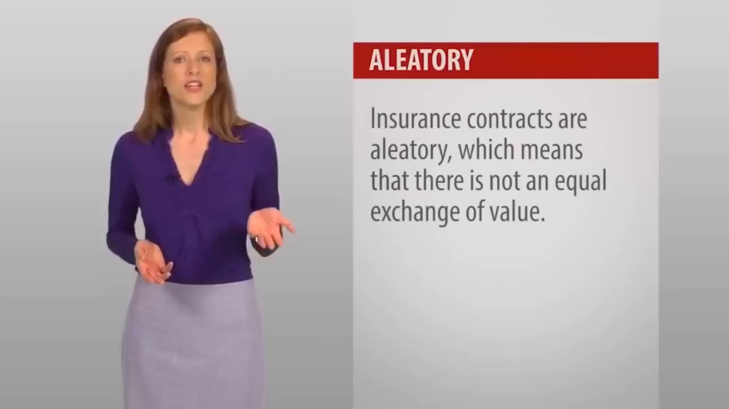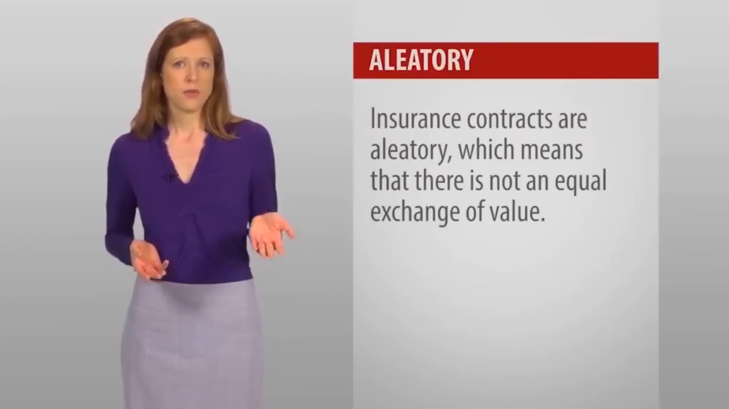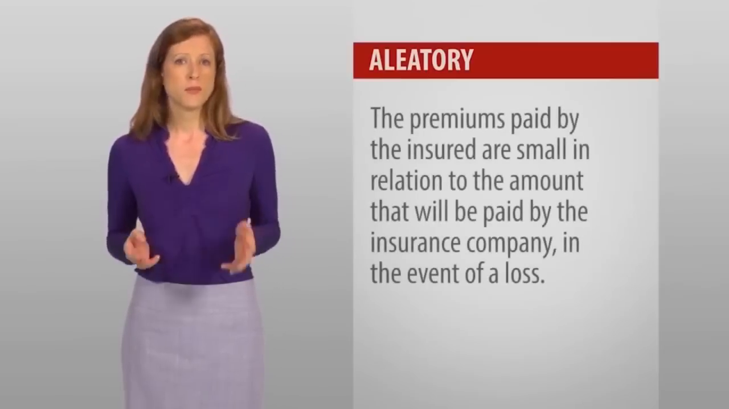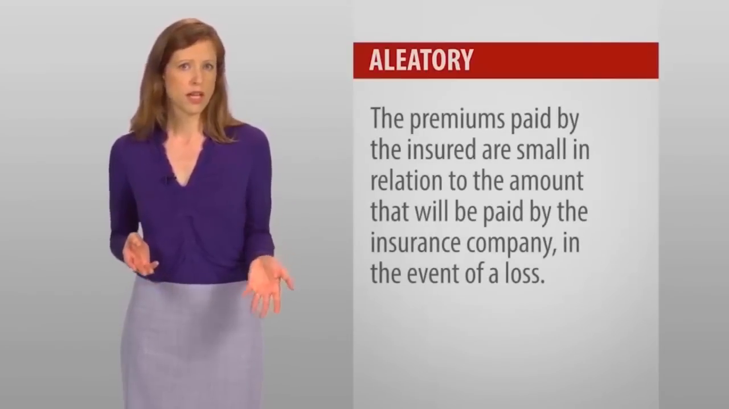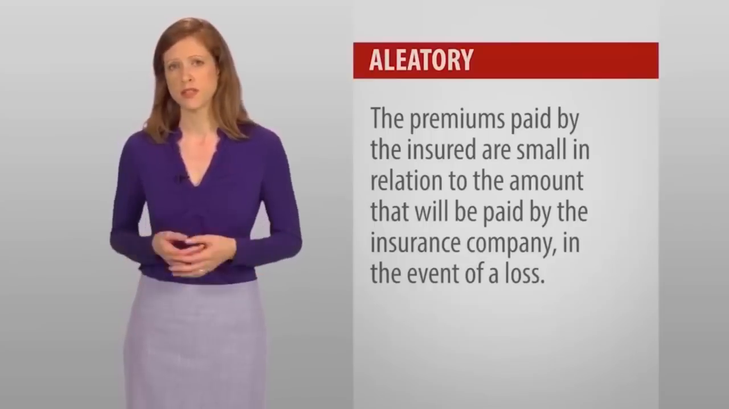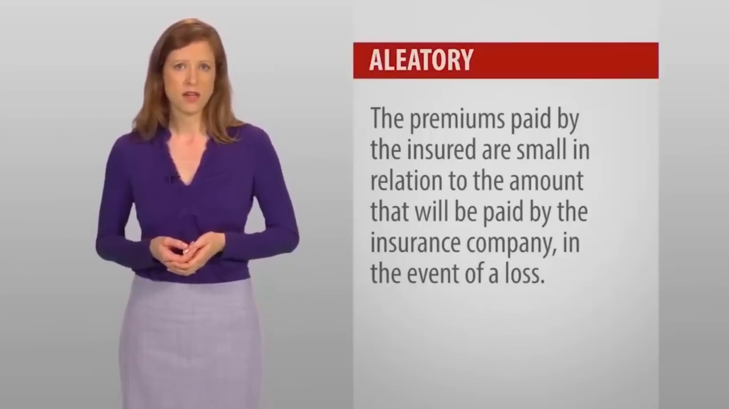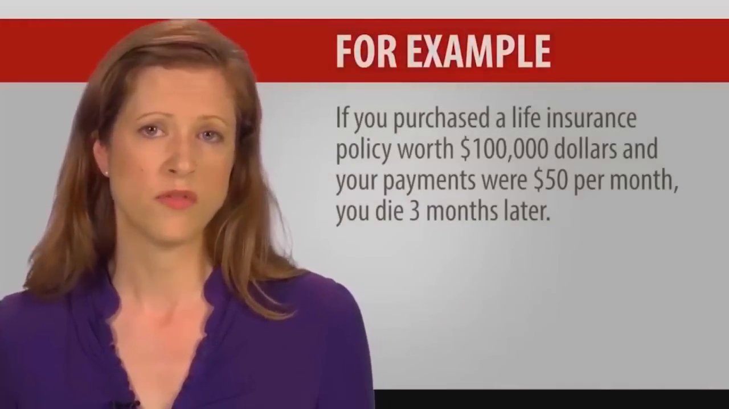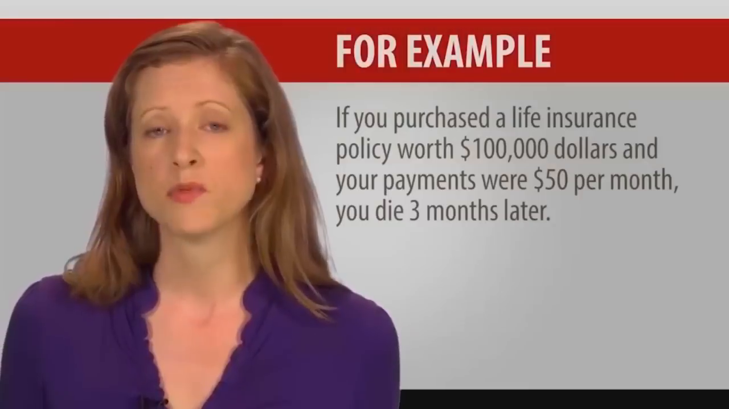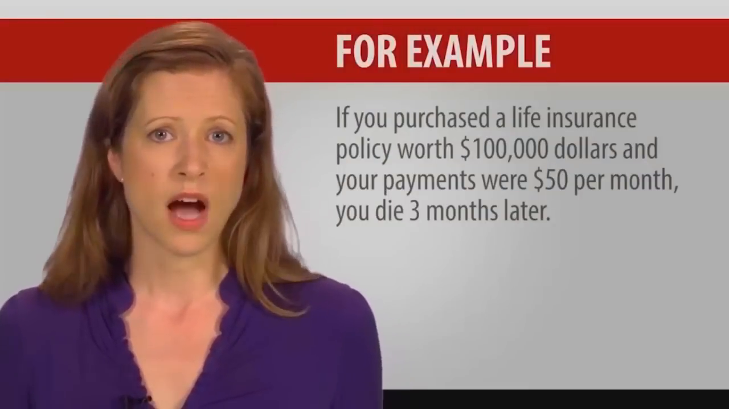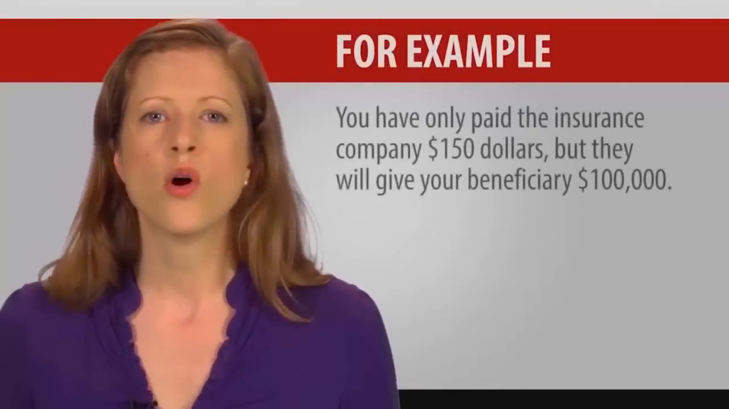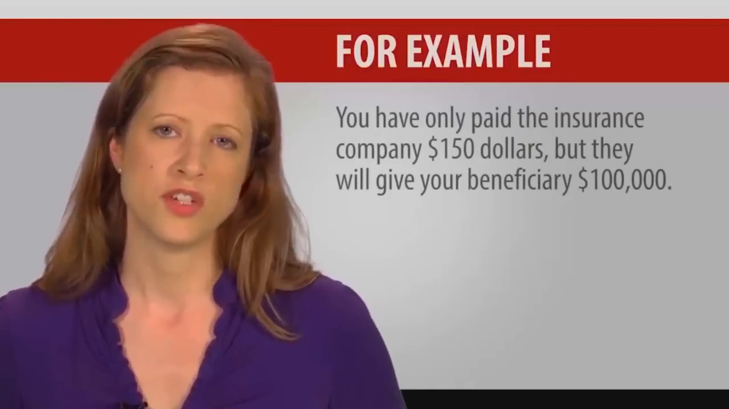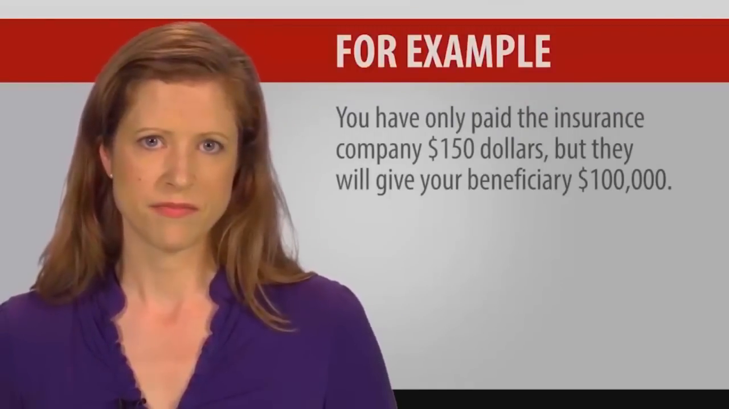Aleatory. Insurance contracts are aleatory, which means that there is not an equal exchange of value. The premiums paid by the insured are small in relation to the amount that will be paid by the insurance company in the event of a loss. For example, if you purchase a life insurance policy worth $100,000 and your payments were $50 per month, you die 3 months later. You have only paid the insurance company $150, but they will give your beneficiary $100,000.